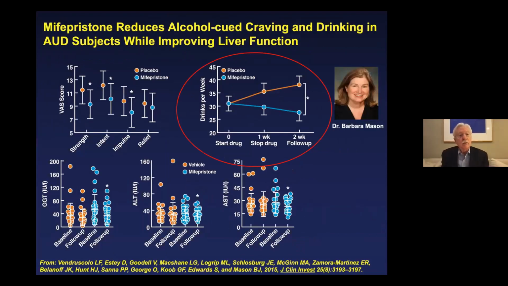And then Dr. Barbara Mason went on and showed that she could actually treat human patients in a human laboratory study with mifepristone, and not only block the craving that was associated with exposure to cues that signified alcohol, when alcohol was unavailable in this human laboratory study, but also showed that 1 week after stopping the drug and 2 weeks in follow-up, these individuals drank less alcohol. And so this was published in the Journal of Clinical Investigation a few years ago.